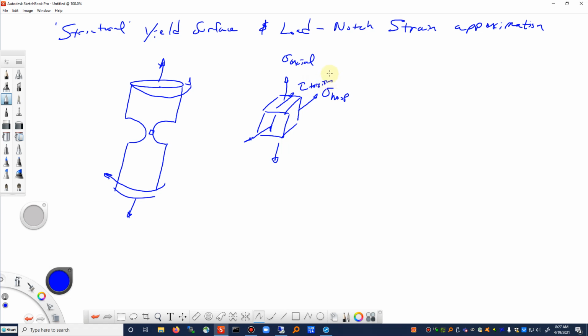And of course, there are different ways to think of this. If this was a finite element model, then we would go through the details. If we had plasticity, we could calculate exactly what goes on there with the whole finite element routine and so forth. But what we'd really like is a way to estimate what goes on at that notch root.